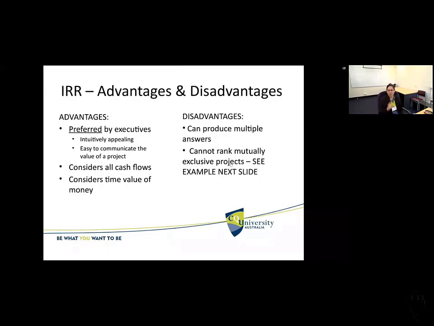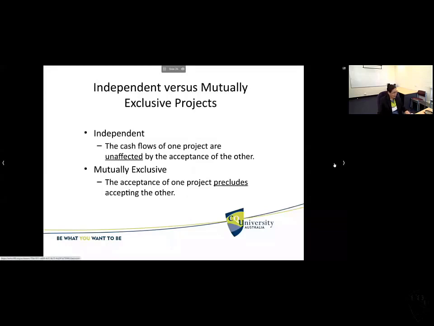I've mentioned I would come back to this one. So here we are, near the end of the lecture, where I'm covering what mutually exclusive projects are. So a word on independent versus mutually exclusive projects. An independent project is one where the cash flows of one project are unaffected by the acceptance of the other, okay? Which means we can accept any project that we like. Mutually exclusive projects means we only can accept one. The acceptance of one project precludes, or stops, the acceptance of another.